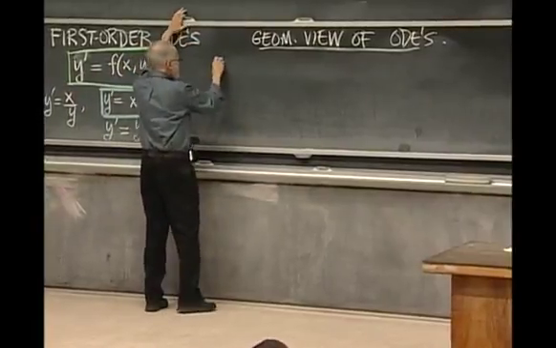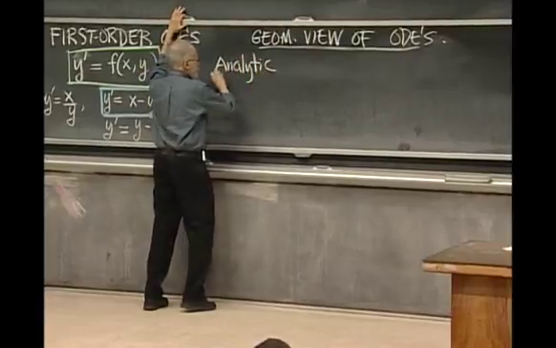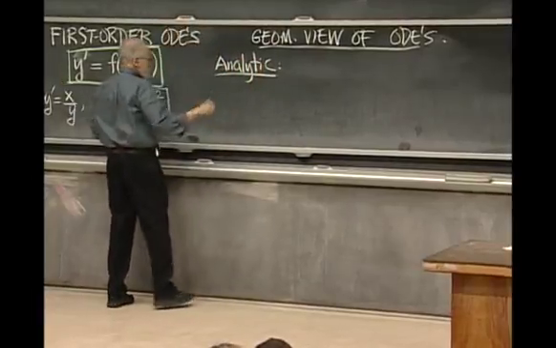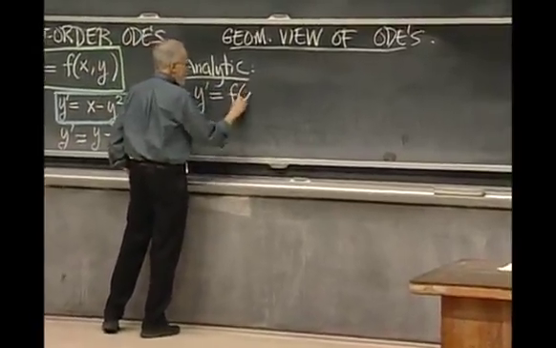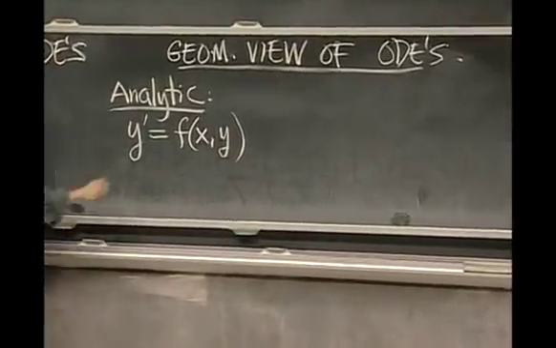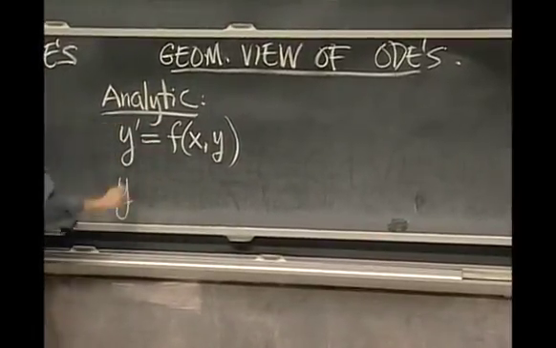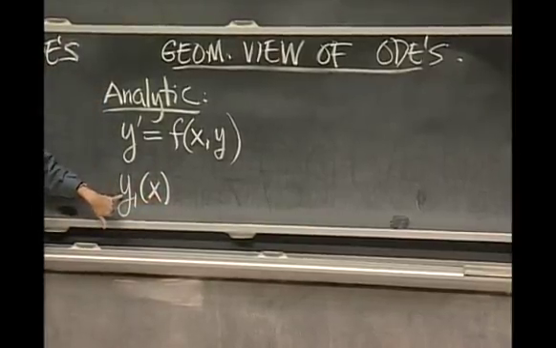So on the one hand, we have the analytic ideas, in which you write down explicitly the equation y prime equals f of x, y, and you look for certain functions which are called its solutions. Now, so there's the ODE, and y1 of x.